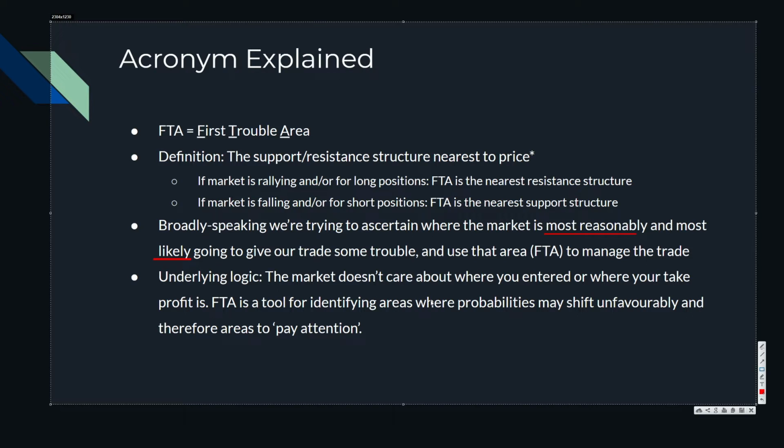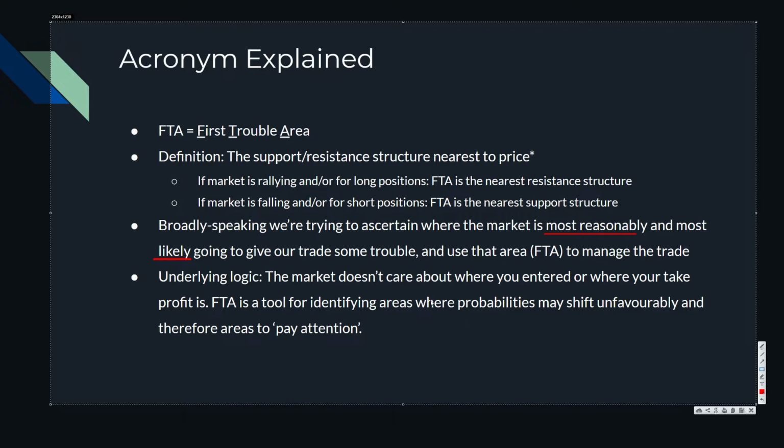Okay, so the underlying logic of FTA: generally the market doesn't care about where you entered or where your take profit is. You'll see a lot of traders use arbitrary risk reward. They know where they want to enter, they know where they want to put a stop loss, but then for a take profit, they'll just move up the risk reward tool until it gives them 2 reward for 1 risk or 3 reward for 1 risk, just to tick some mental box. The market doesn't work in that way. It doesn't care about the parameters of your specific trade.